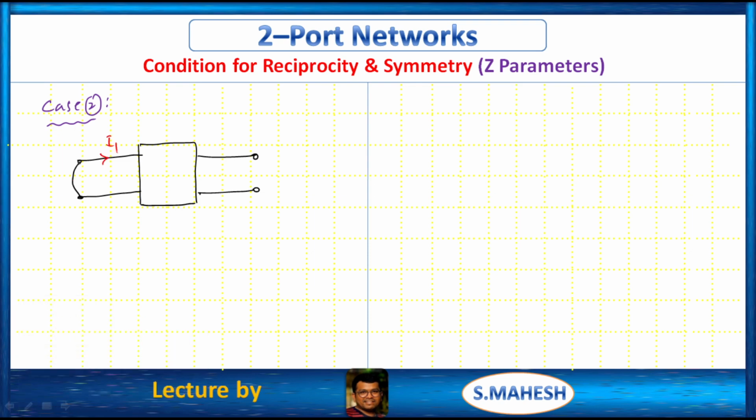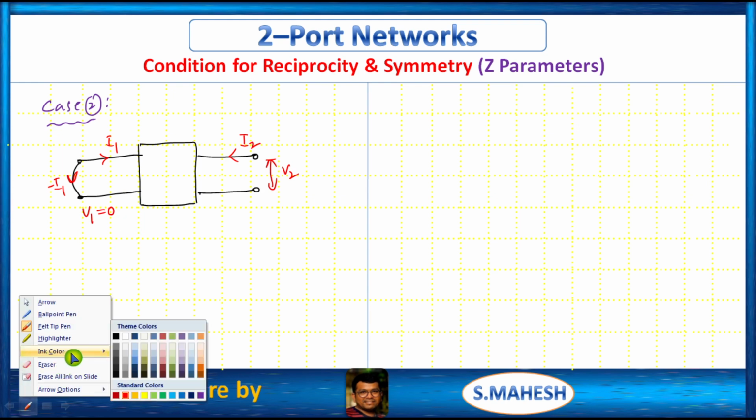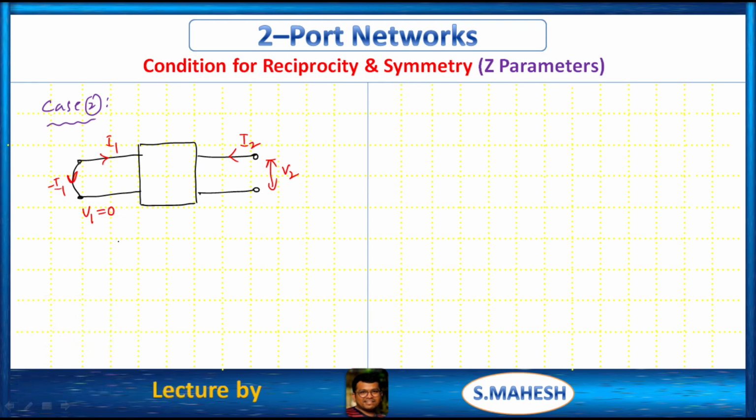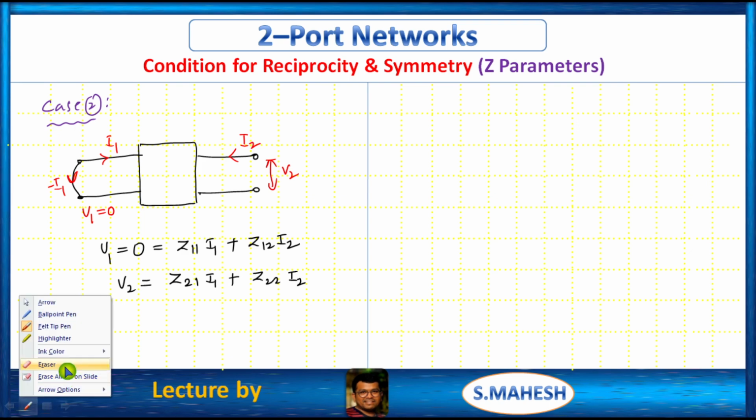This is the actual current direction through port 1. Now we can consider minus I1. Across we have V2, and this is I2. We all know that V1 is equal to 0. When V1 equals 0, what are the equations? V equals I into Z, so V1, which is equal to 0, equals Z11 I1 plus Z12 I2. Like that, V2 has some finite value, that is Z21 I1 plus Z22 I2. Here I1 is a negative value.